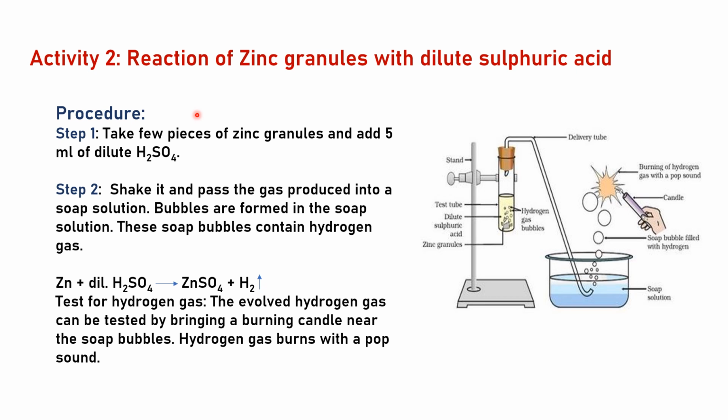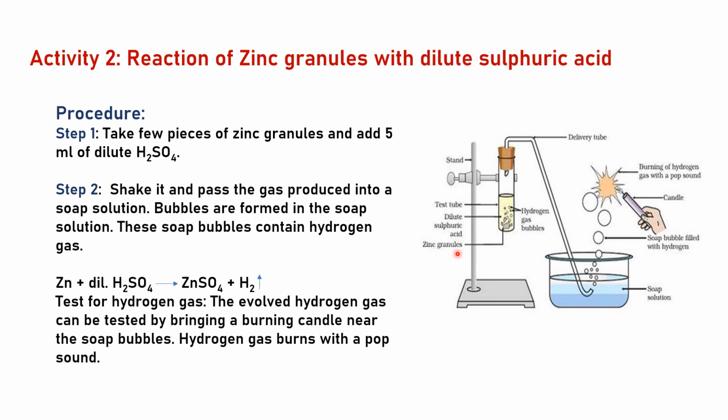Now here is the reaction of zinc granules with dilute sulfuric acid. The reaction which we did in our last slide, this is the continuation of the same reaction with illustration. So you have to take a test tube, and in the test tube you have to put zinc granules. It should be very fine granules.